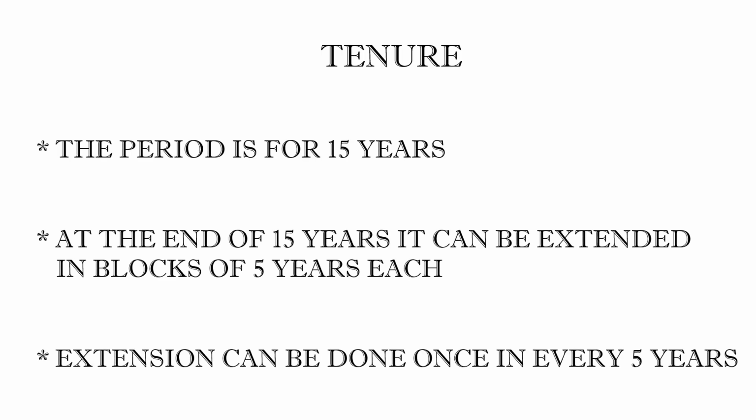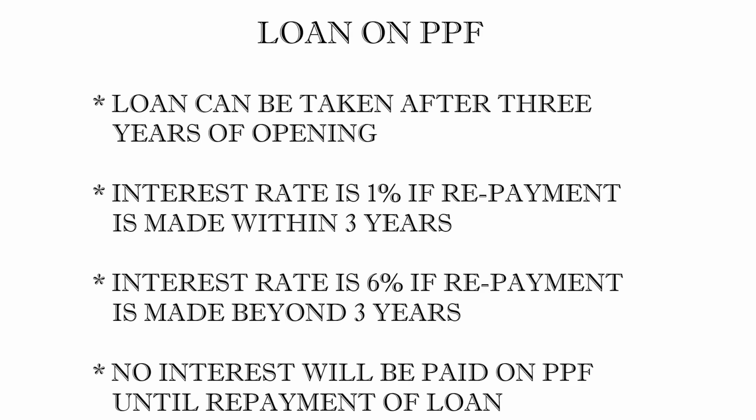Tenure. The period is 15 years. At the end of 15 years, it can be extended in blocks of 5 years each. Extension can be done once in every 5 years. Loan on PPF. Loan can be taken after 3 years of opening. Interest rate is 1% if repayment is made within 3 years. Interest rate is 6% if repayment is made beyond 3 years. No interest will be paid on PPF until repayment of the loan.